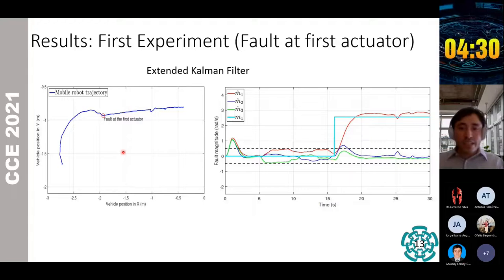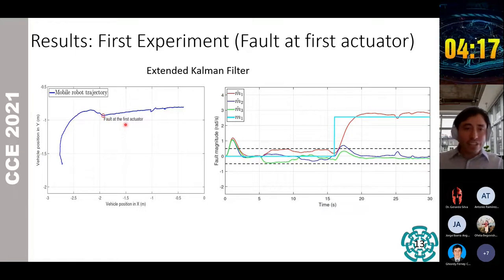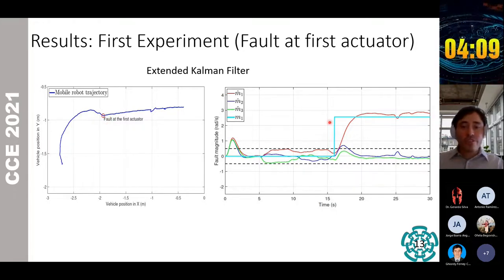On the left figure is shown the mobile robot's position according to the GPS system. As it can be seen, the vehicle has followed a curved trajectory, and then it has changed its trajectory due to the fault. This moment is marked with this red circle. On the right figure, the estimated fault magnitudes are shown.